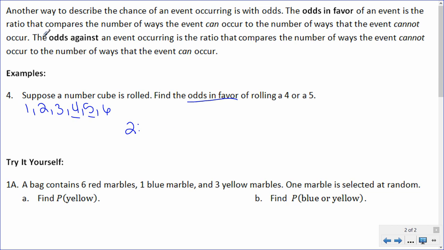Well, either you roll a 4 or a 5 or you don't roll a 4 or a 5. So look at the remaining numbers. 1, 2, 3, 4 of them are neither 4 nor 5. So that would be 4 outcomes that are not favorable. And of course, just as if this were a fraction, a ratio of 2 to 4 can be reduced down to a ratio of 1 to 2.